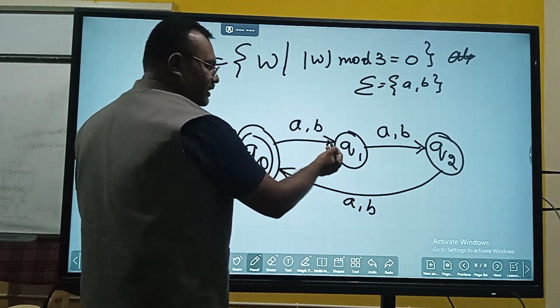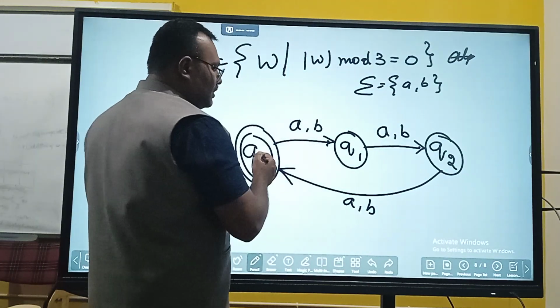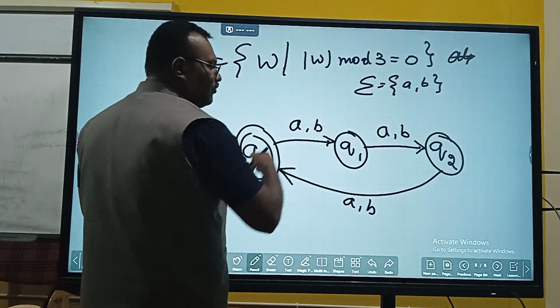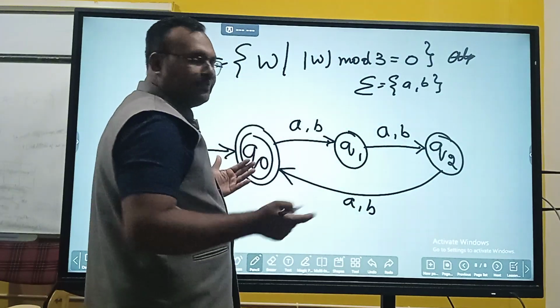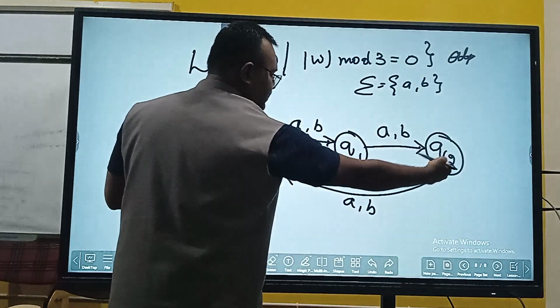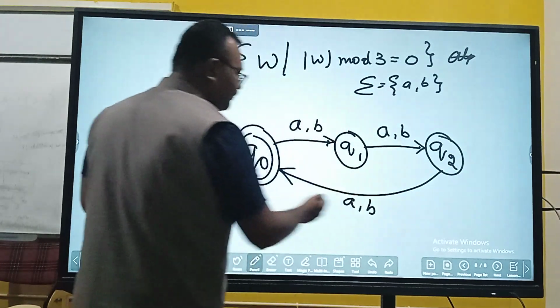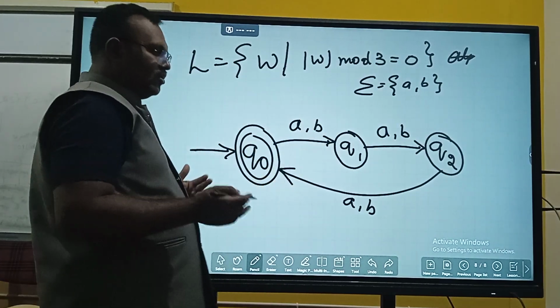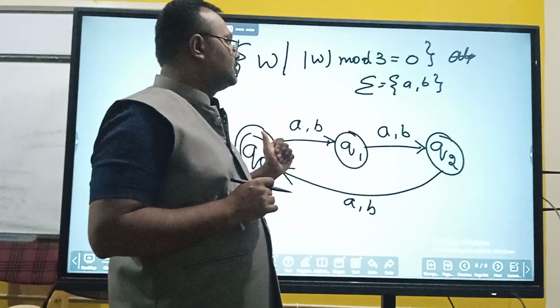So, the first character, second character, third character, length is 3. If I go for one more loop, fourth character, fifth character, sixth character, divisible by 3. Seventh, eighth, ninth, divisible by 3. 9 is divisible by 3. So now, this is how we are going to construct a finite automata for such problems.